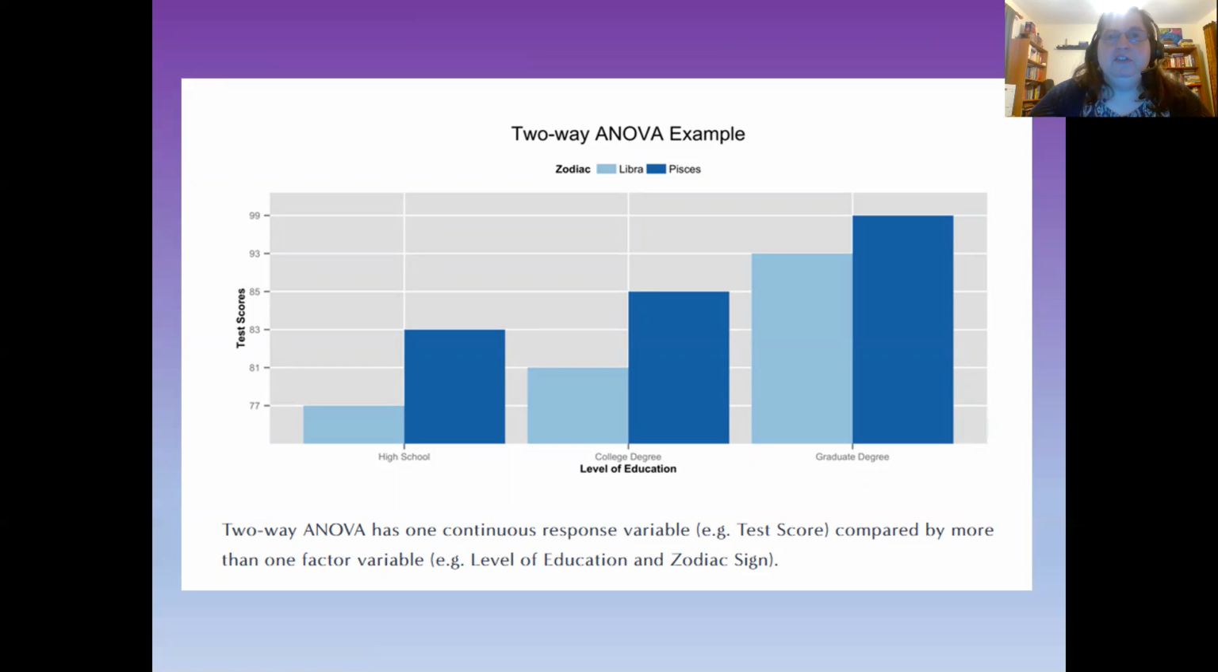Is this interaction significant? We test it just like we test everything else. It's significant if it has a P that's less than our alpha, you know, P less than 0.05 or P less than 0.01, whatever our alpha is. Okay.